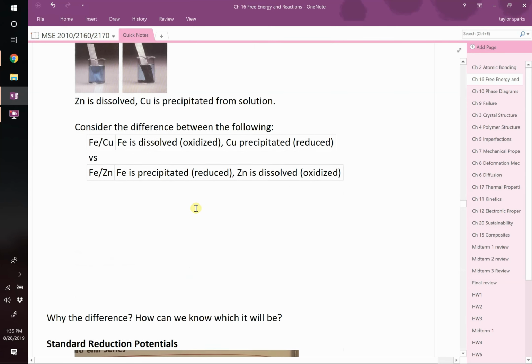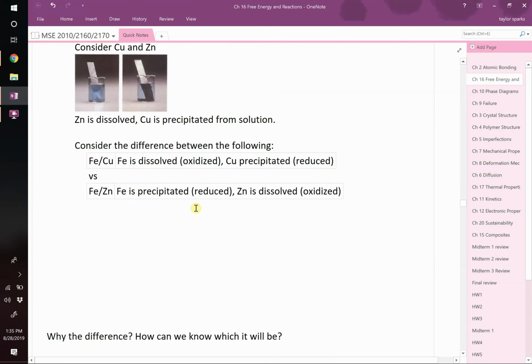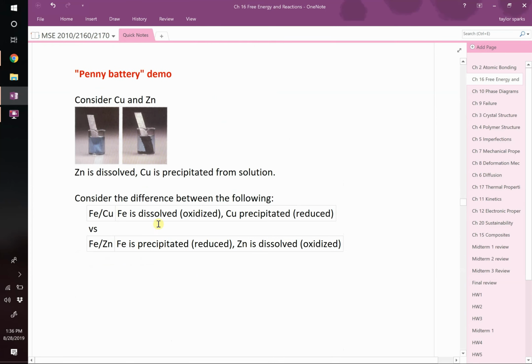So consider these two examples. If you've got iron and copper set up in these beakers like that, then the iron gets dissolved and copper gets precipitated. Or in other words, iron gets oxidized, because oxidation is loss. It loses electrons to become iron 2+, whereas copper gains electrons, so copper 2+ ions become copper metal. Now you take iron and zinc instead of iron and copper, and it's the exact opposite. Now iron precipitates, meaning it's going to grow, and zinc will dissolve.